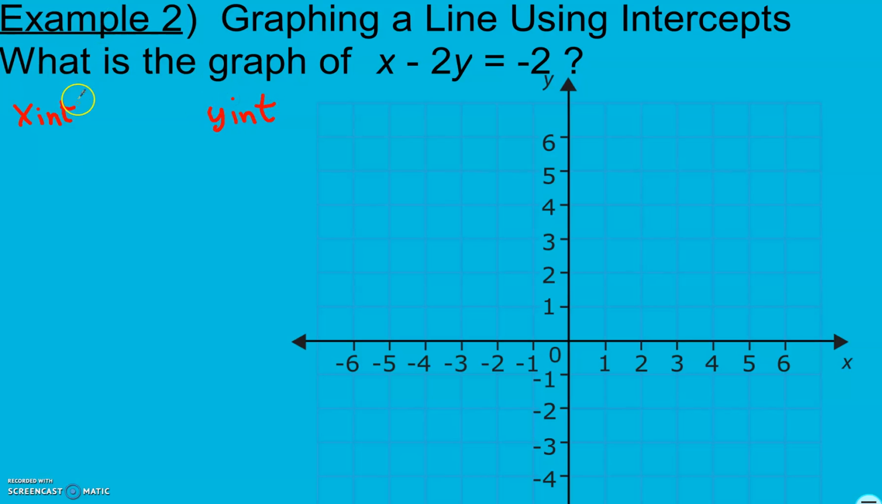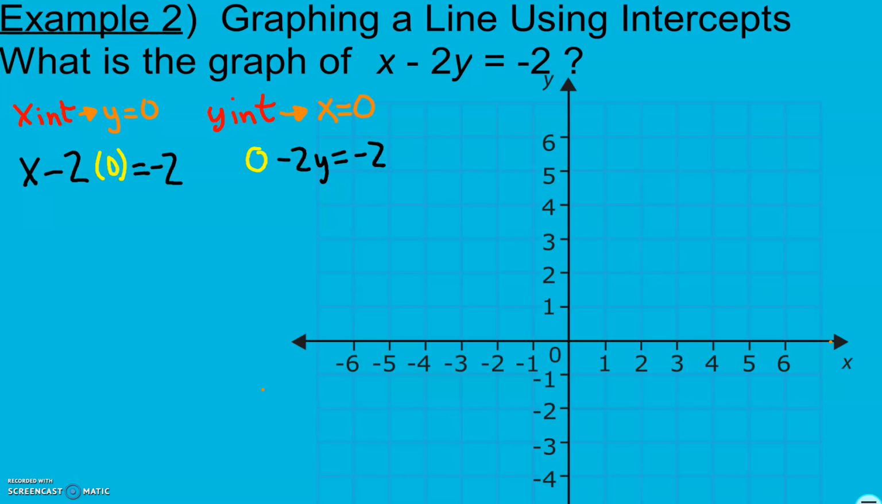So to find an x-intercept again, I plug a 0 in for y, because where I cross my x-axis, my y value is 0. And to find my y-intercept, where I cross my y-axis here, my x value is 0. So in my equation, I have x minus 2y, but here we said y is 0, equals negative 2. And for my y-intercept, we have x, which we said was 0, minus 2y equals negative 2.